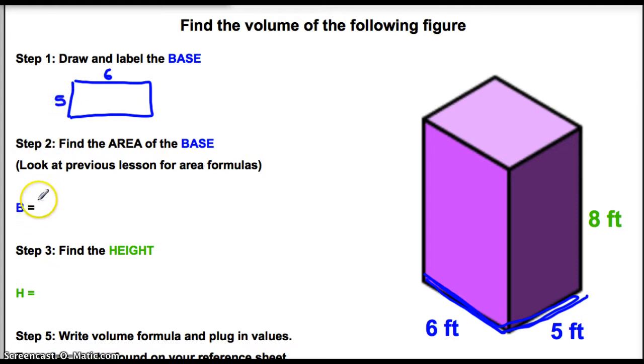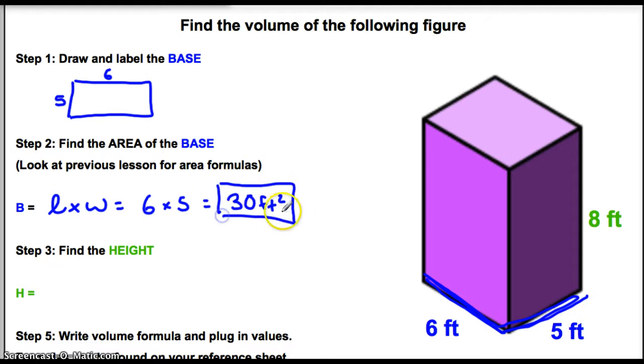Now the second part is to find the area of this base. To find the area, we look up the formula, and if you remember, the area of a rectangle is length times width. We plug in our values, 6 times 5, and so our base area is going to be 30 feet squared. Now the next part is to find the height. The height is just on the side over here. That's how tall the figure is, and our height is given to us as 8.